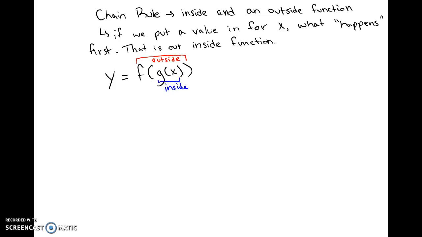Our derivative then was the derivative of the outside evaluated at that inside, so we just leave that inside alone, times the derivative of the inside. So we're looking at the function overall and taking the derivative, and then we're taking the derivative of all that good stuff that's inside.